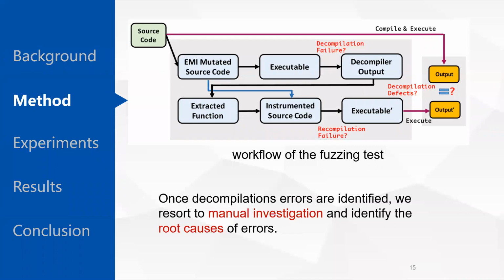So this is the workflow of our study. For each EMI variant, we first compile it into an executable. The decompiler will decompile this executable into C code. After that, we try to recompile the output of decompilers and get another executable. These two executables should have the same output, so we can check the correctness of decompilation by comparing outputs of executables. And once decompilation errors or defects are identified, we manually identify the root causes of errors.